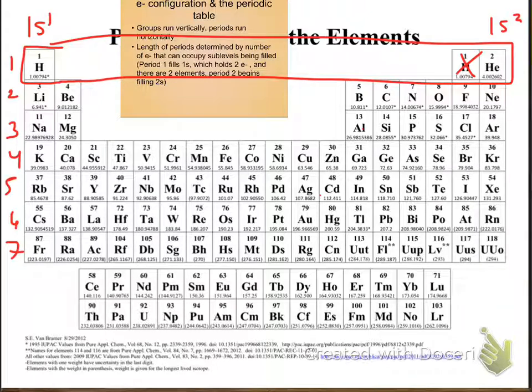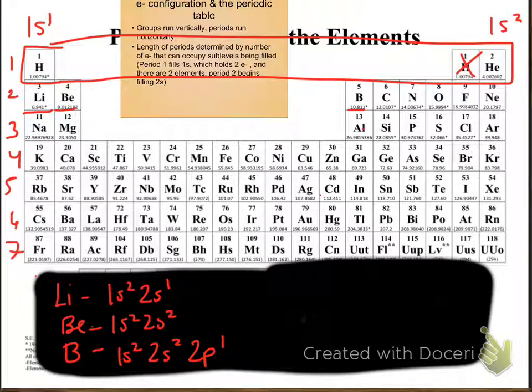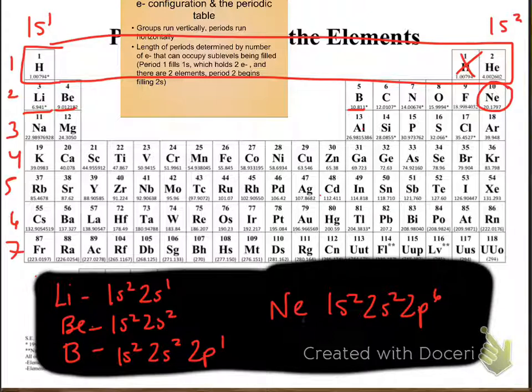Go ahead, write it. By the time we get to helium, the end of the first period, we have filled the 1s subshell. Let's go ahead and do the electron configurations for lithium, beryllium, boron. We'll just start with those. I've written these down here, and if you look at this trend, you can probably figure out what's going to happen by the time we get to neon. That's right, neon's going to look like this. Therefore, the second period has filled all of the subshells on the second main energy level.